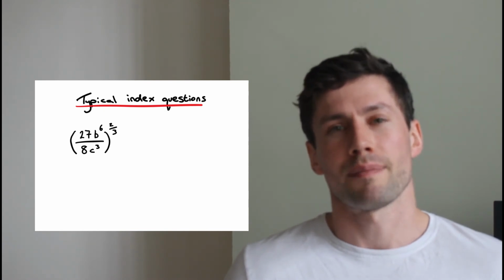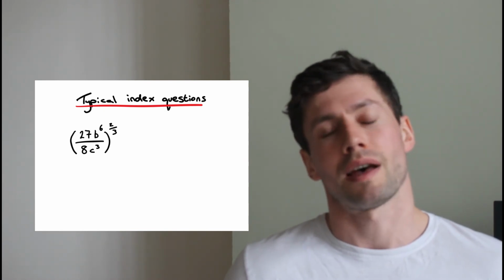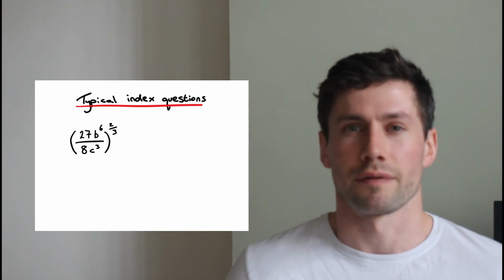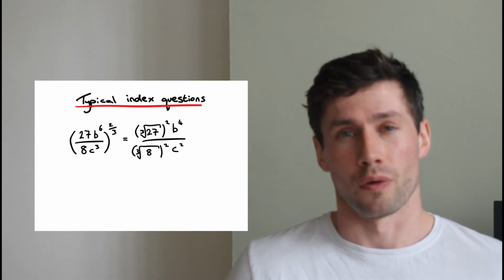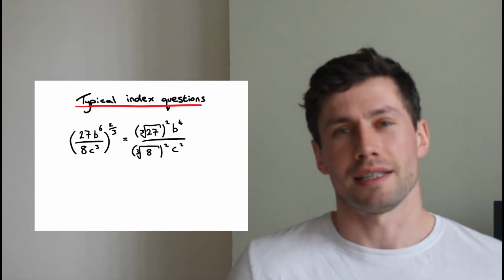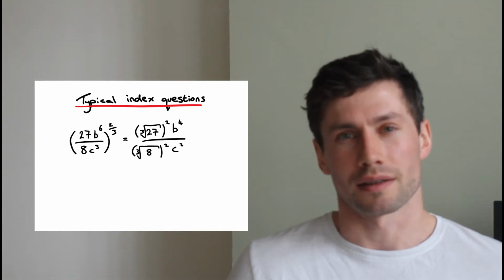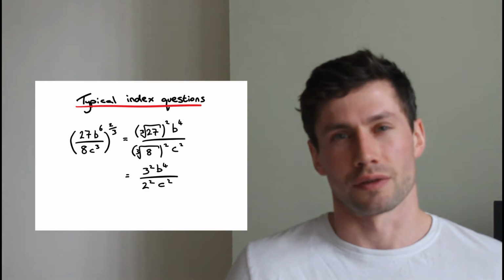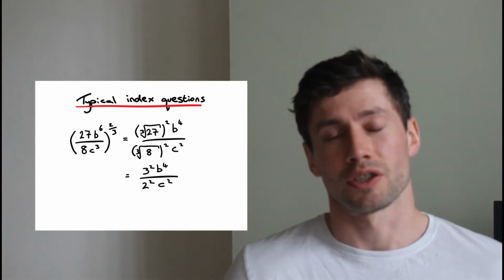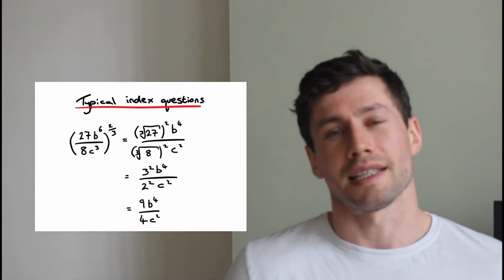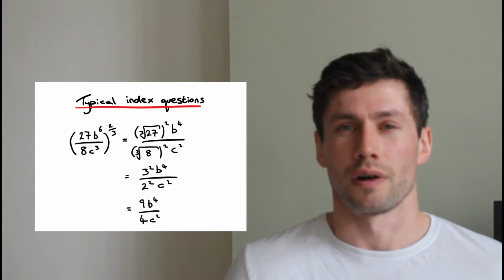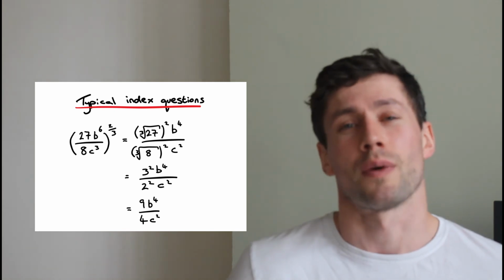Therefore, when we apply the power of 2/3 to both the top and bottom lines of this fraction, we get the following. We get the cube root of 27 all squared, b to the power of 4, over the cube root of 8 all squared, c squared. The cube root of 27 is 3, and 3 squared is 9, so we have 9b to the 4 on the top line. And the cube root of 8 is 2, and 2 squared is 4, so we have 4c squared on the bottom line.